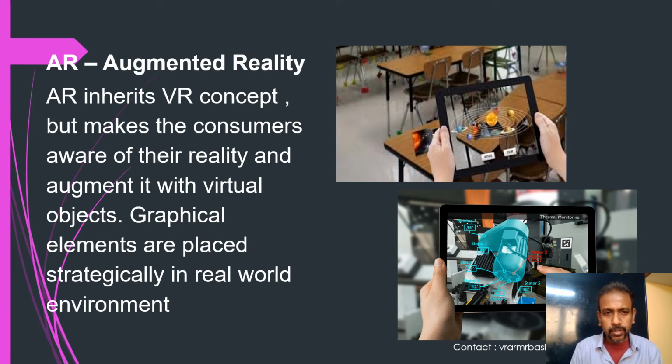So AR stands for augmented reality. It basically inherits the VR concept but makes the consumer aware of the real world, augmented with virtual objects. Graphical elements are placed strategically in the real world. Whereas in virtual reality, consumers are shut off from the real world, in augmented reality, he is aware of the real world, but graphical elements like 3D models and information pop-ups are placed in the camera's view of the real world. Right.